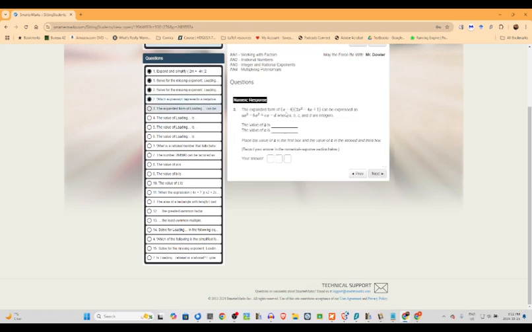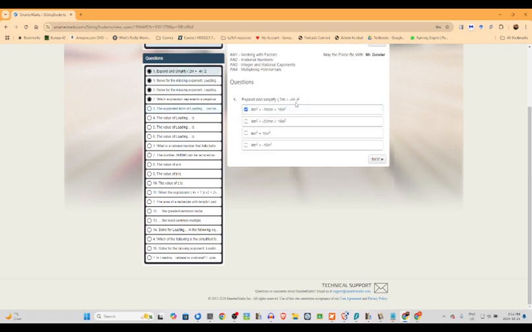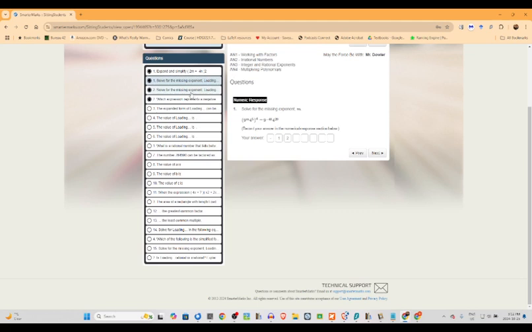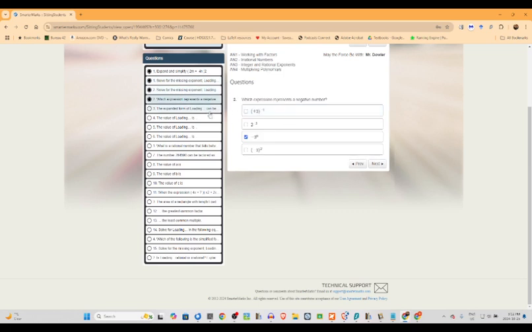Now, expanded form of this one, multiplying polynomials. So this would be A and 4. Actually, it's worth going through that with everything now that I think about it. Multiplying polynomials, that's A and 4. Integer and rational exponents, A and 3. Integer and rational exponents, A and 3. And this is also integer and rational exponents, A and 3.